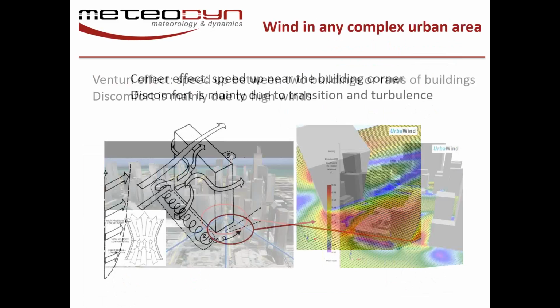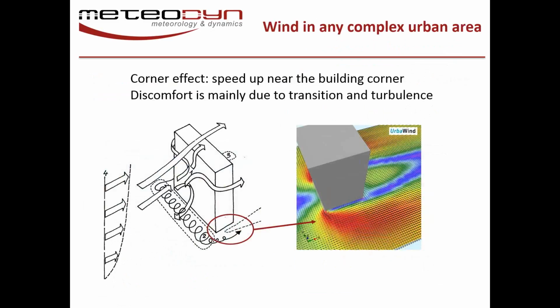Another well-known effect is the corner effect. It's due to flow separation close to a corner. Here, a corner of a building, you have the same effect here. So you can see on this picture there is a speed up area, and the question is not only the speed up, discomfort is also mainly due to transition or turbulence. What is transition? This is a motion of the pedestrian. It comes from a low wind area to a high wind area. This is a problem of discomfort due to the motion of the pedestrian.